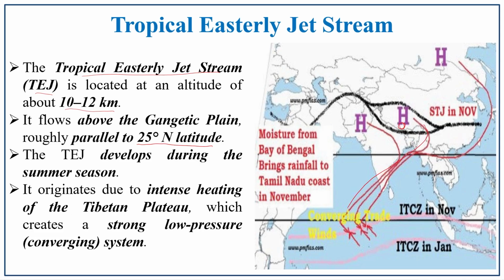This change is because it originates due to intense heating in the Tibetan plateau, which creates a strong low pressure converging system. Here you have the low pressure. Because of that, there is an apparent movement of the ITCZ, that is, in the equatorial region.